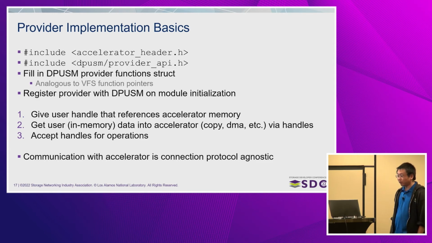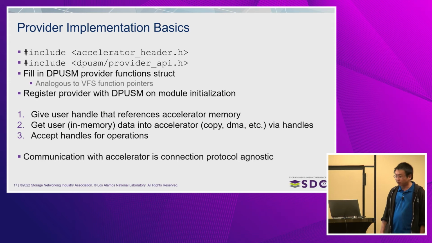The main goals of a provider are to be able to create handles that you give to the user that reference accelerator memory. With that handle, you want to be able to move data from memory to the accelerator via some mechanism, whether it's copying or DMA or something else. Once user data has been placed on the accelerator, the handles should be able to be used for operations such as compression or checksumming or anything else your accelerator provides.